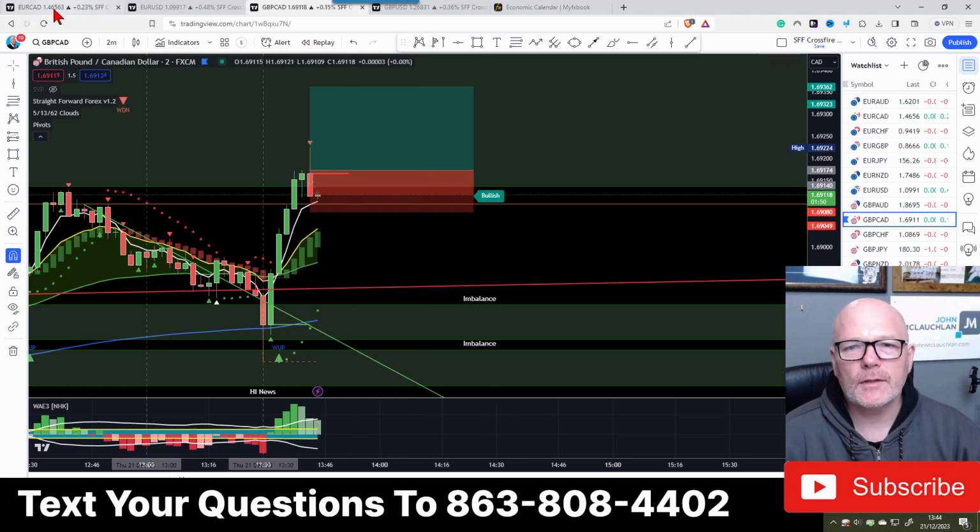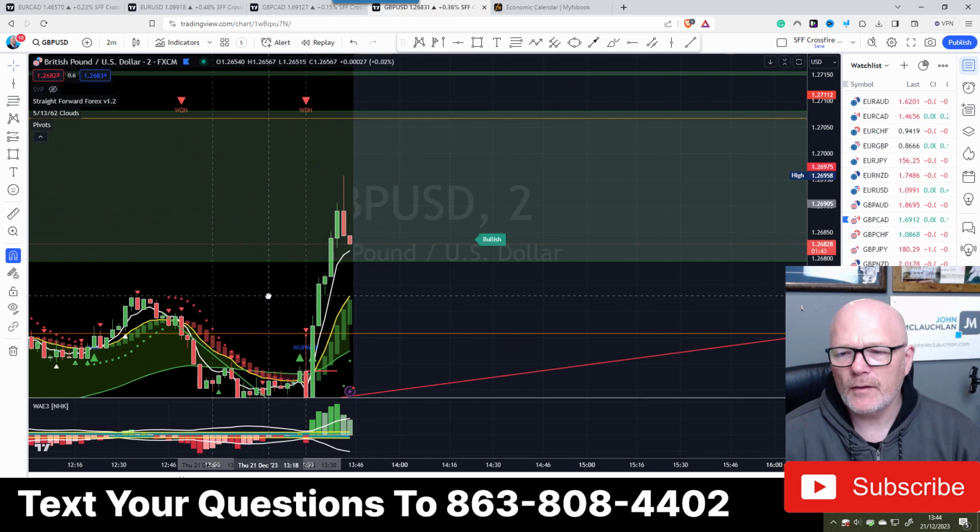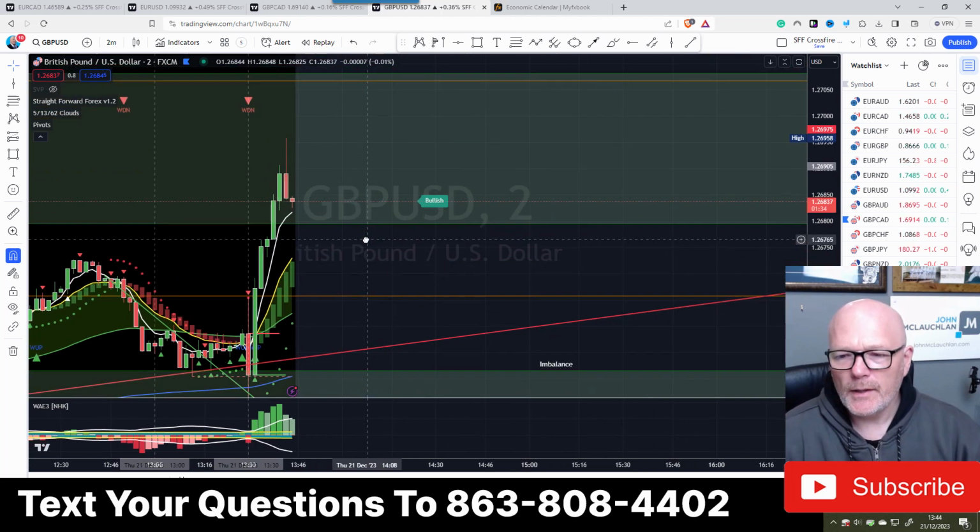Well, let's leave that for a minute and see what it's going to do. Where are we now? GBP USD. Okay, GBP USD again, very similar to the previous one. It wants to go up. It wants to take out this imbalance, but currently we're coming down.